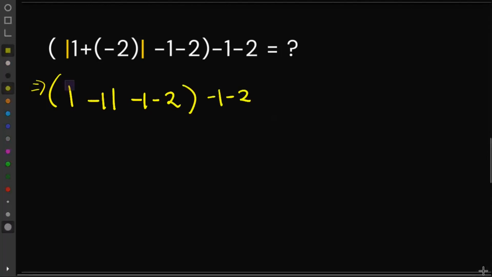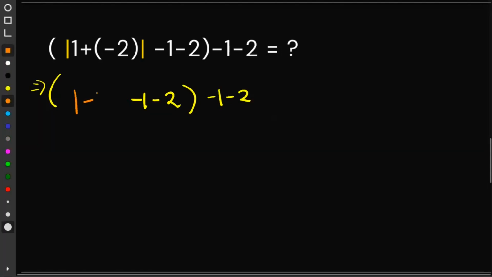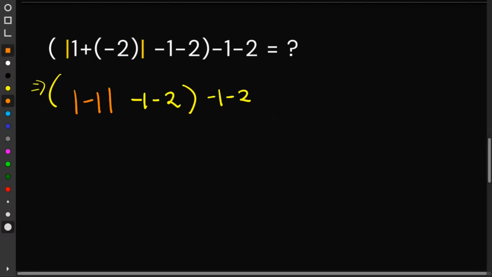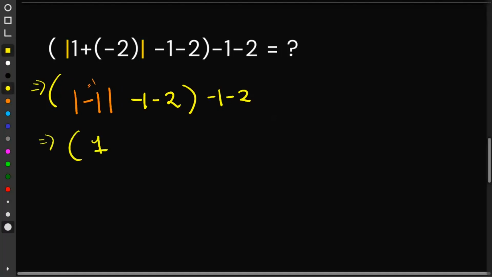Let me use a different color for this one so we can clearly see it. Now note that when we use the absolute value, what we do is we convert the number inside into its positive form. So this negative 1 would actually become 1. So we would have 1 minus 1 minus 2 minus 1 minus 2.